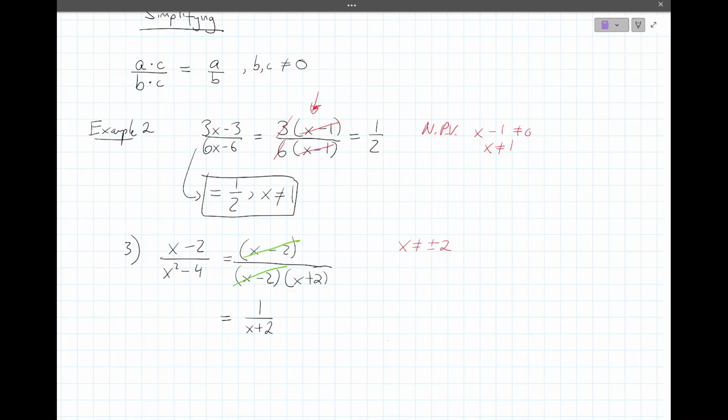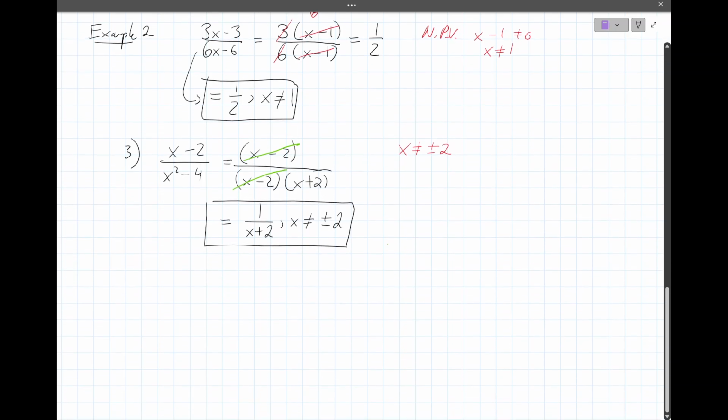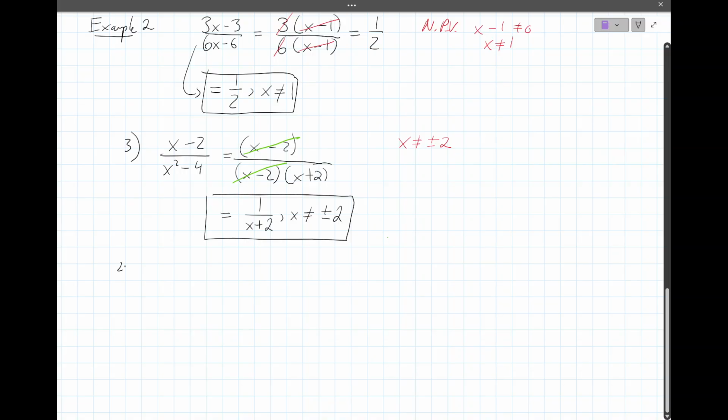I should state my restriction beside it. X cannot equal plus or minus 2. In this case, negative 2 for sure doesn't work, but we still need to ensure that the restriction of positive 2 is maintained even though we simplified it. The reasons for that will become a lot clearer later on. Let's do one more, and then we'll pause this one here, and I'll finish part B later for you.